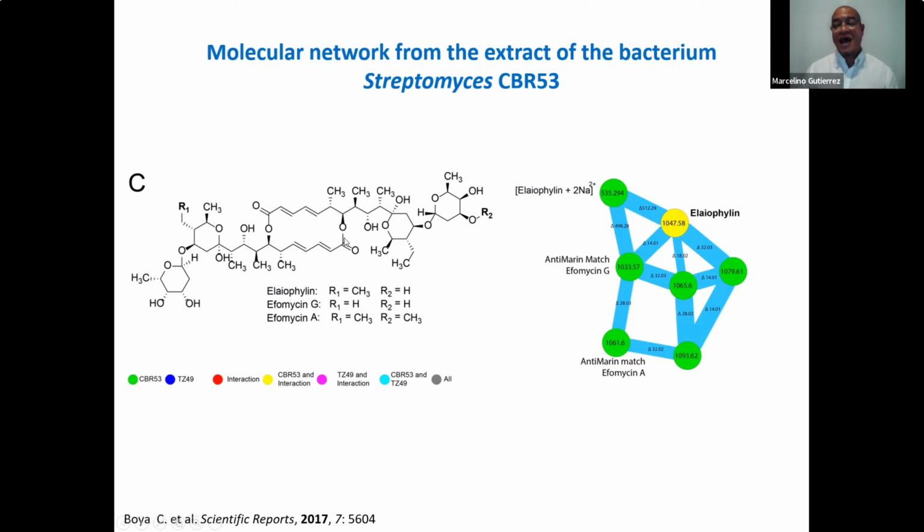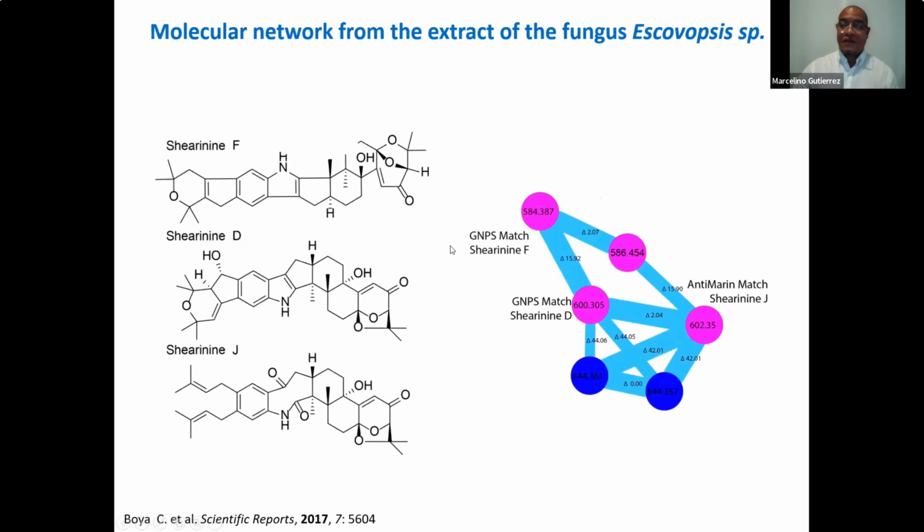Very likely the ants use this compound to keep control of bacterial communities in the nest. And also this compound showed antimalarial activity. Okay, we also isolated some compounds from the fungus Escovopsis in the inhibition zone. These were shearinines F, D, and J, and this was the first report on the occurrence of these compounds in this kind of system. It was published in Scientific Reports 2017.